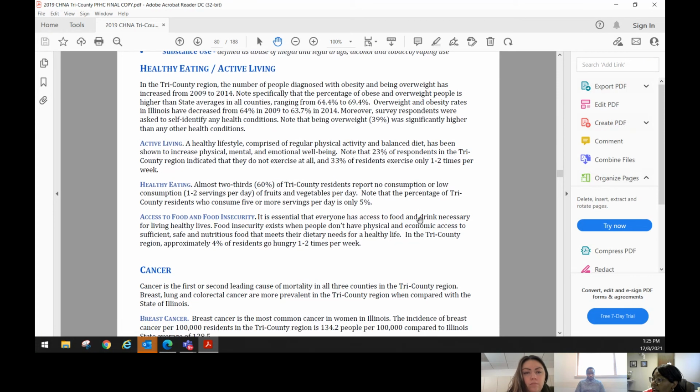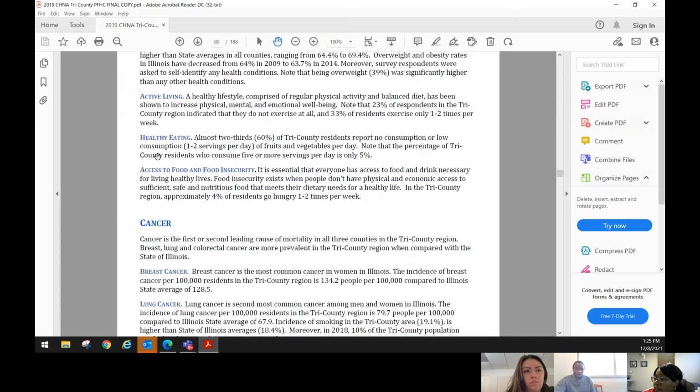And then active living was included in that because nutrition is part of it, but as clinicians, that nutrition should be coupled with regular physical activity as well, right? Balanced diet and physical activity. So they're married, they go hand in hand. And 33% of the residents said they may only exercise 1 to 2 times a week. And then the healthy eating, 60% reported no consumption or low consumption of fruits and vegetables per day.